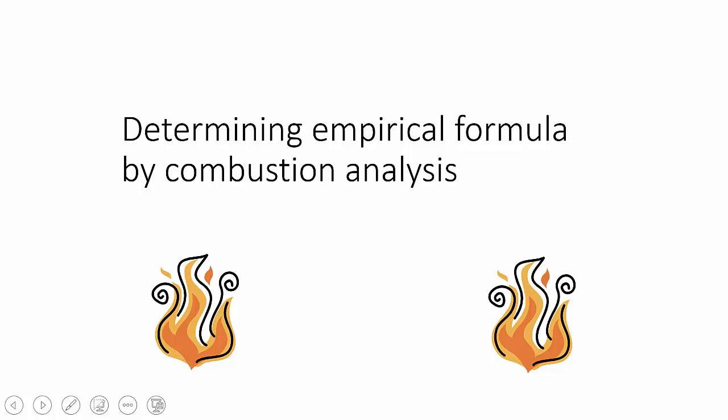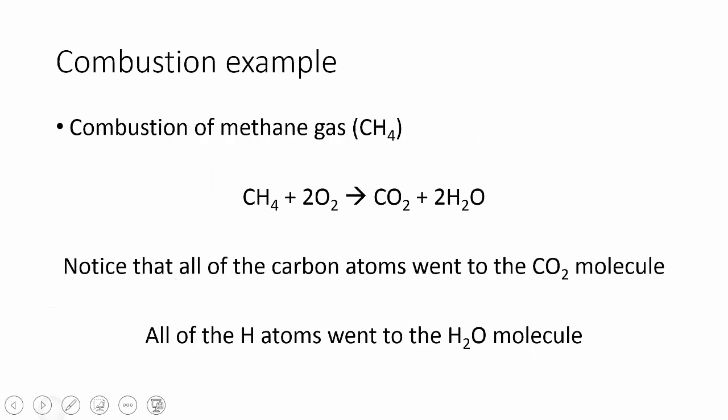We're going to do a short video on combustion analysis, which is another method of determining the empirical formula of a substance. So what happens in combustion analysis is you start with a hydrocarbon, which is something that's made mainly of carbon and hydrogen, and you combust it in the presence of oxygen. And when you have a combustion of a hydrocarbon, you'll always form CO2 and H2O.